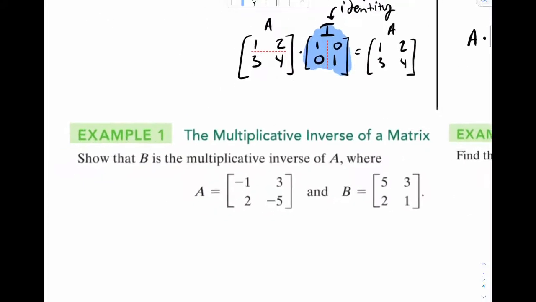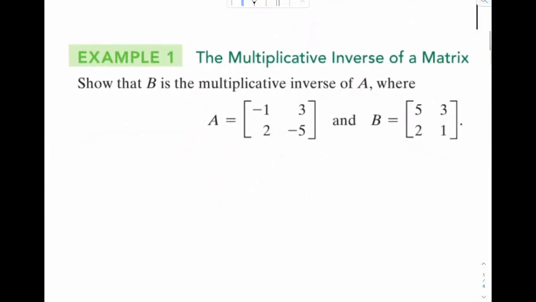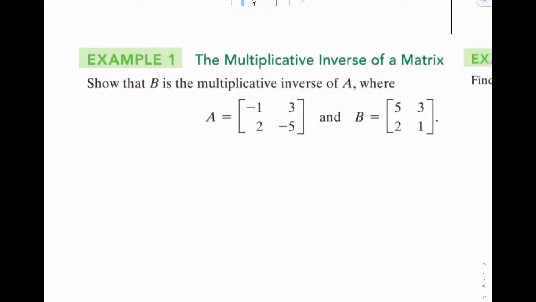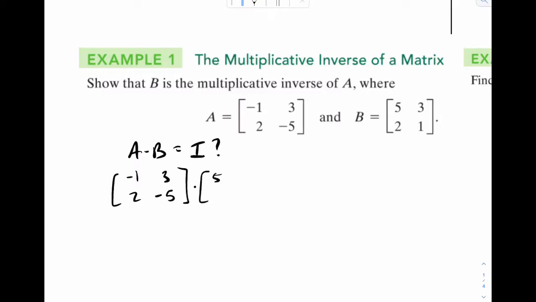So let's try it. It says show that B is the multiplicative inverse of A, where A and B are that. So essentially we want to see that if I do A times B, I should get I. That's what we're wondering. So let's see. -1, 3, 2, -5 times 5, 3, 2, and 1. Let's put our lines down. So -5 plus 6, yep, 1. -3 plus 3 is 0. 10 minus 10 is 0. 6 minus 5 is 1. Yep, so it checks out.